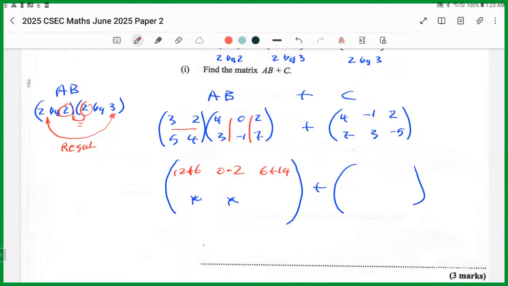All right, ready now. This value here is positioned in the second row and the first column. So we get to multiply this second row by this first column. First element times first element, second element times second element. 5 times 4 is 20, and 4 times 3 is 12.